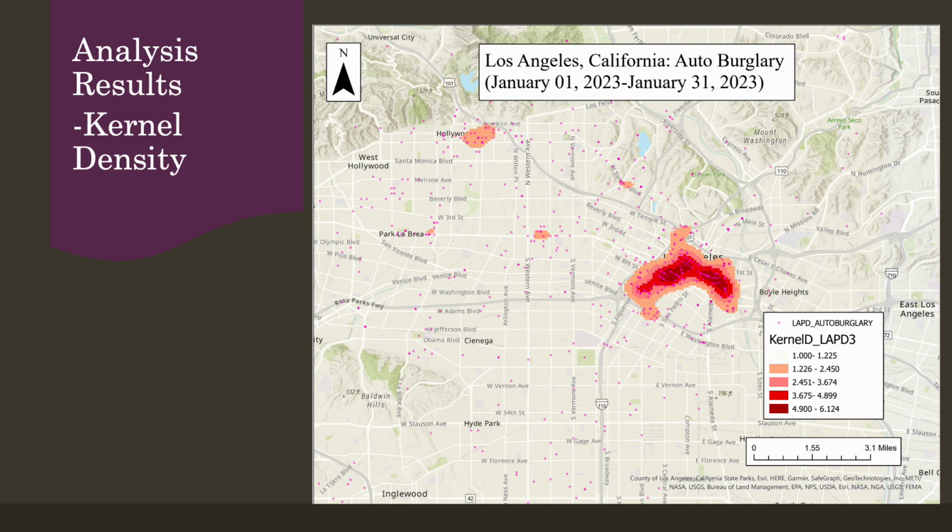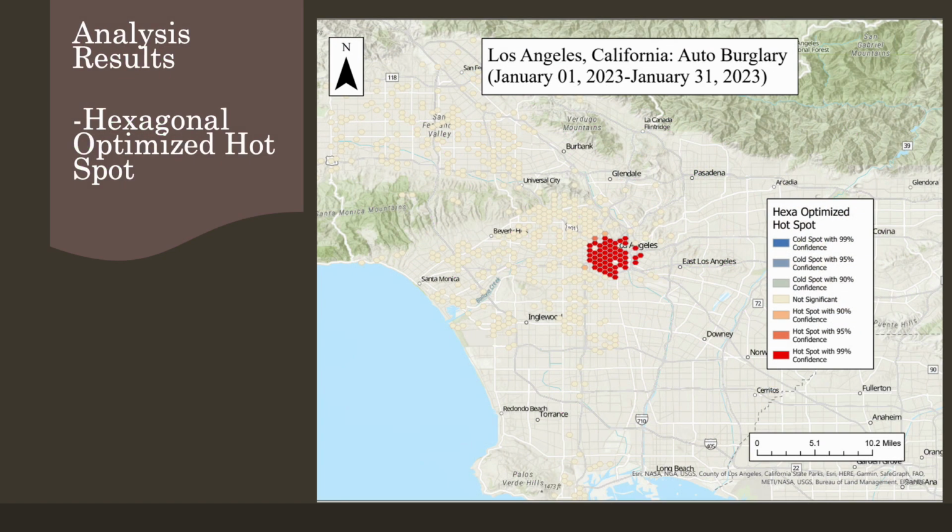Same kernel density map, just with the crime incident points plotted onto the map so you can get a better idea of the distribution of the crimes versus the hotspots in the neighborhood. Another map I decided to use, I used the geoprocessing tool of the hexagonal optimized hotspot. As you can see here on the legend as well, the hotspot with the 99% confidence is the darker shades, and this very light yellow is non-significant. Just verifying the area, which is downtown LA, which has been the one with the most density in this analysis.